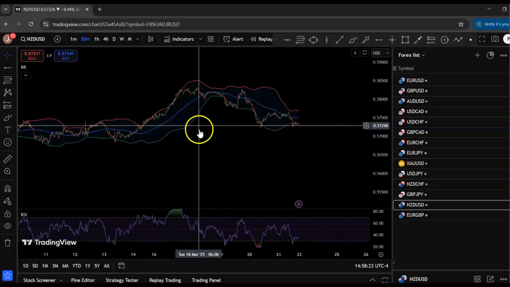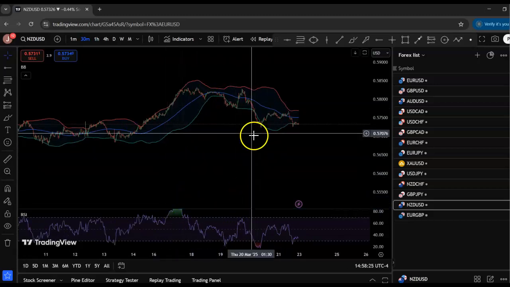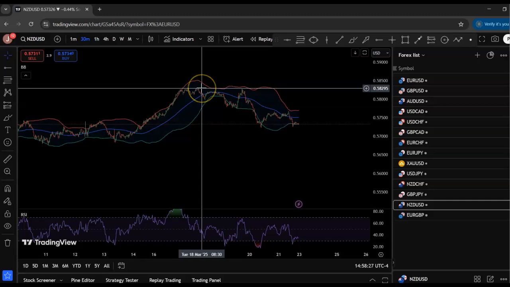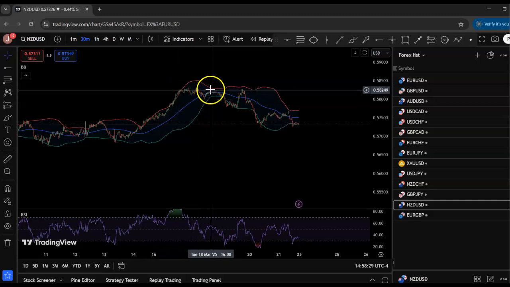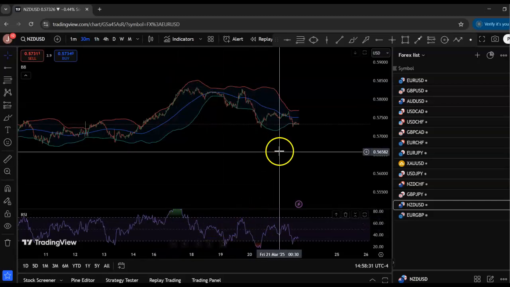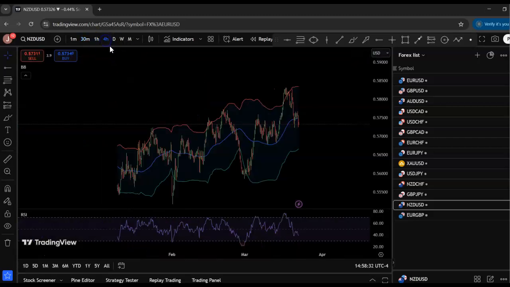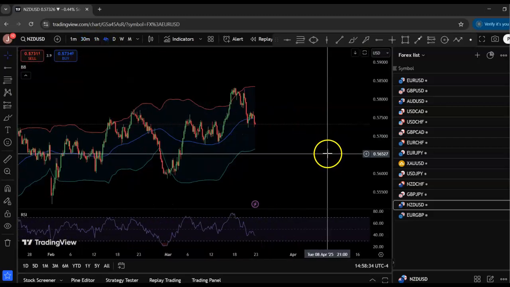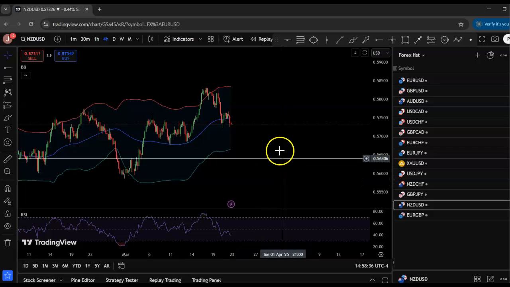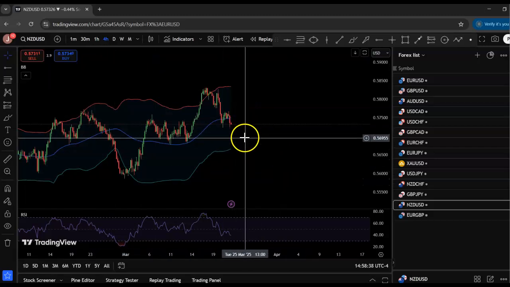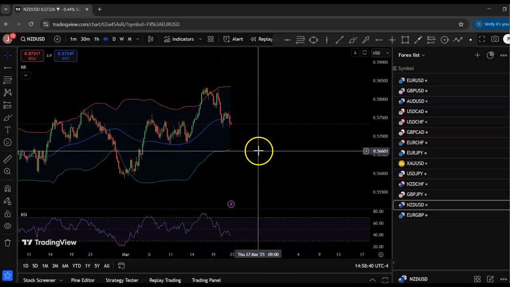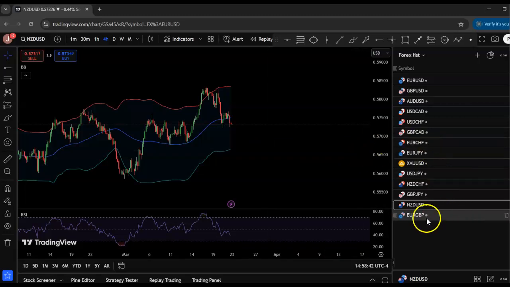Around this area, that's a divergence right there. You see how it's flat here and it's lower here. So that was a good entrance on the NZD USD. And it's trending now as we speak. It might do a retracement to continue down on the NZD.